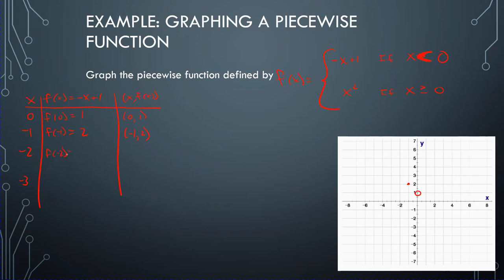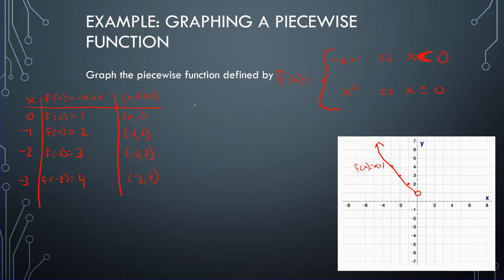F of negative 2, well, that's negative negative 2 plus 1 gets me 3. And f of minus 3, negative negative is positive 3 plus 1 gets me 4. So negative 3 and then 4. And then you can see here it's a straight line, it's a linear function. So it's going to be here. So this is the part, and then open circle because it's strict inequality here. This is the part that looks like negative x plus 1.